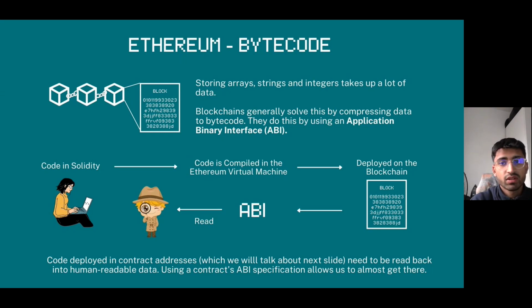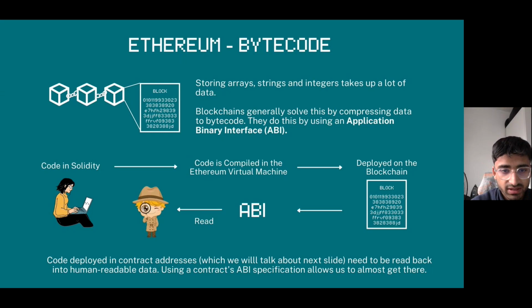I mean, computers generally don't understand strings and integers anyway. They can only speak in zeros and ones. So that code has to be compiled. That slide is wrong. It says code is compiled in an Ethereum virtual machine. It's not compiled in an Ethereum virtual machine. It's compiled in a compiler, which is sent to the Ethereum virtual machine, and then it's deployed on the blockchain.